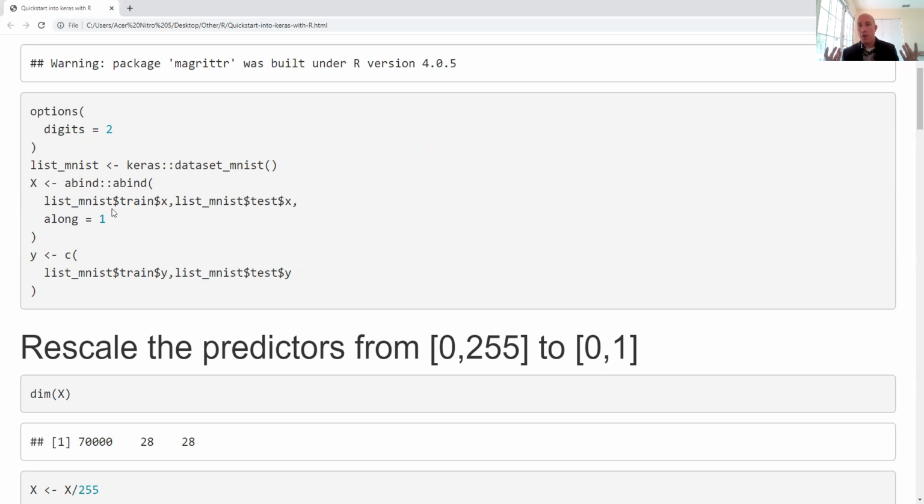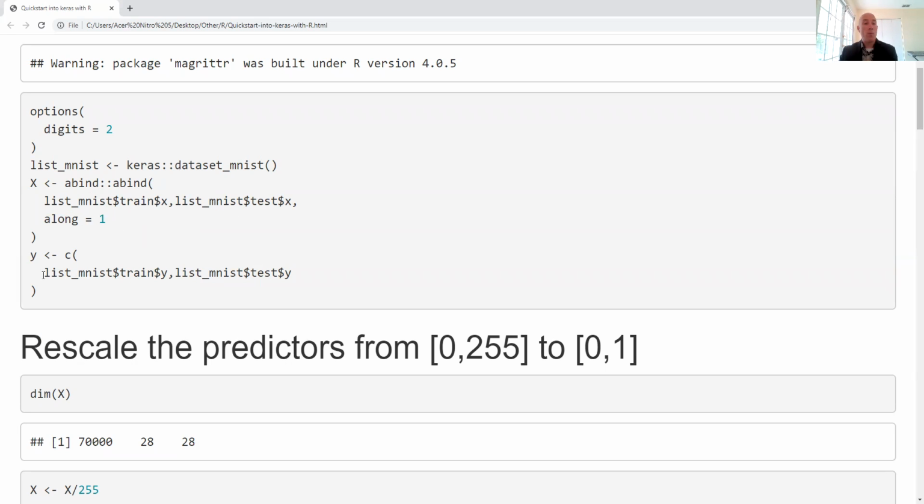I do it. I'm particular that way. And so to take the training data and the test data that the keras package gives me by default, I'm gonna bind them together using an array bind from the abind package. Here I'm just doing it along the first dimension. Remember, it's a 3-dimensional data set.